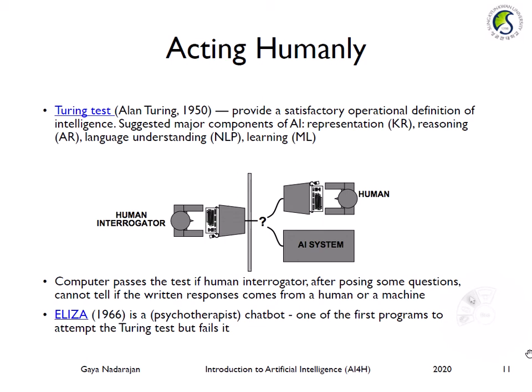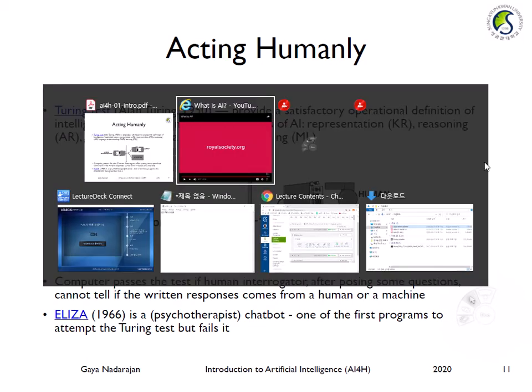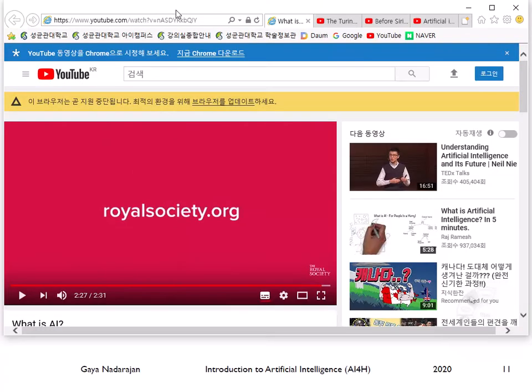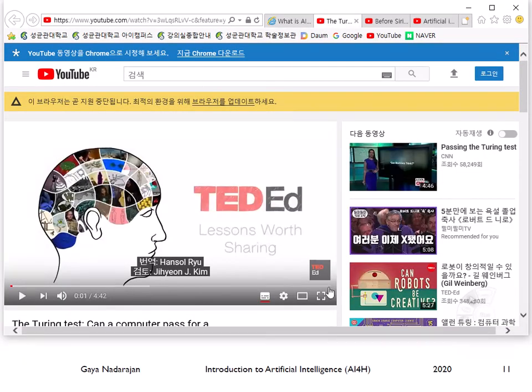The components of an AI system should be about representation, the ability to reason, understanding language, and learning. These are the major components for AI systems, because these are all the components that a system needs in order to pass the Turing test. Let me show you a quick video about the Turing test.